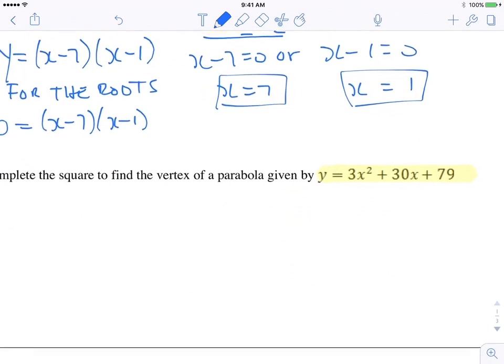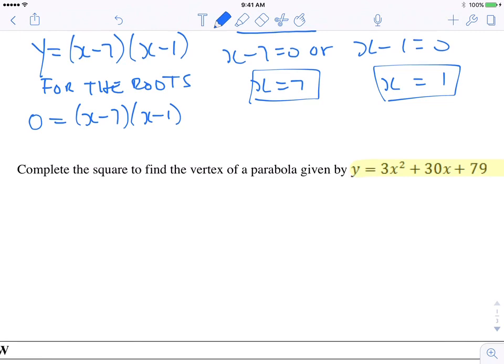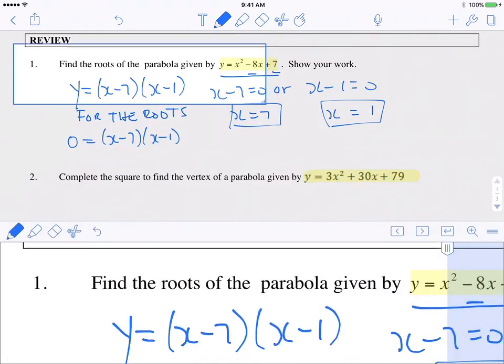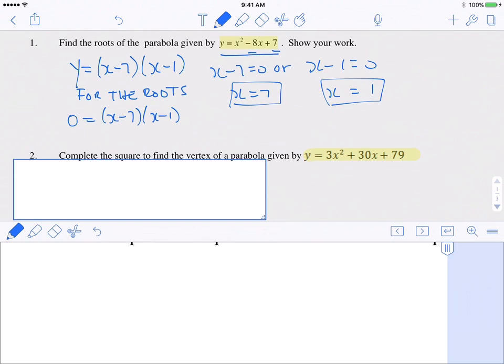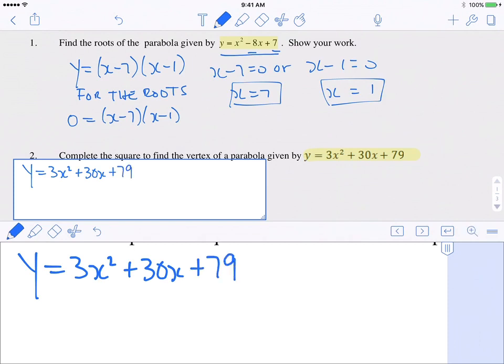Here we're going to complete the square to solve this. I'll use this different feature so it'll be a little bit easier. So I'll rewrite the equation: y equals 3x squared plus 30x plus 79. That's what it asks us to do: complete the square to find the vertex.